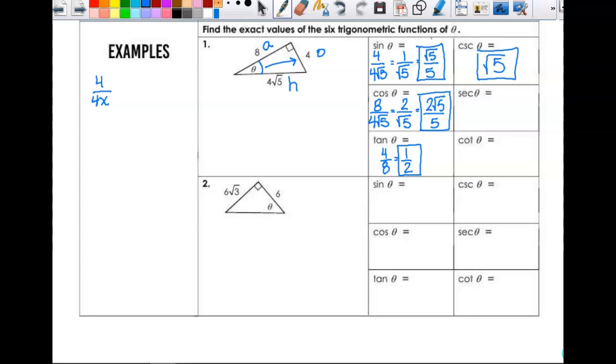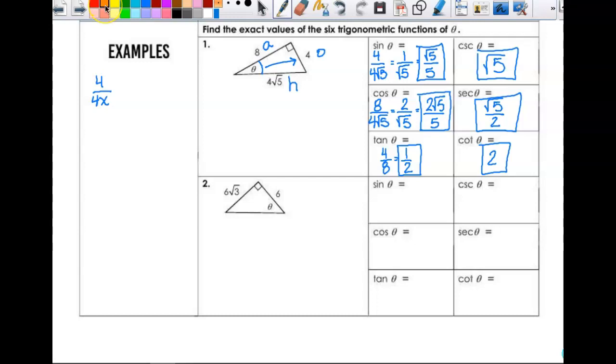So what's the secant of theta then? Square root of 5 over 2. And then cotangent would be 2. Okay. We all good with that? Any questions?